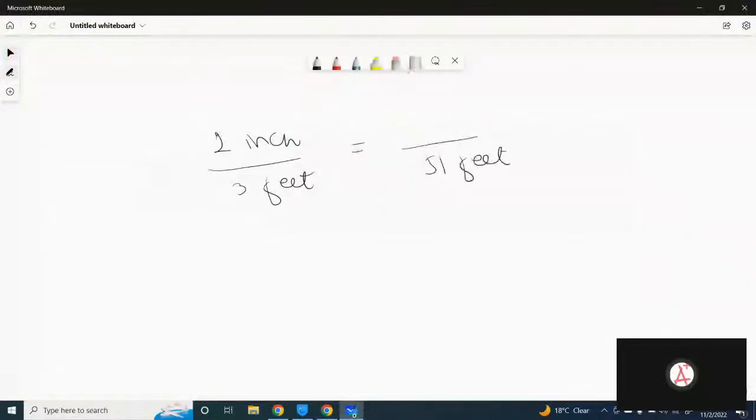So 3 times what number makes 51? 17 times 3 is 51. Got it? You have to multiply numerator and denominator as well. So 17 times 1 is 17. That means the drawing is 17 inches. Got it?